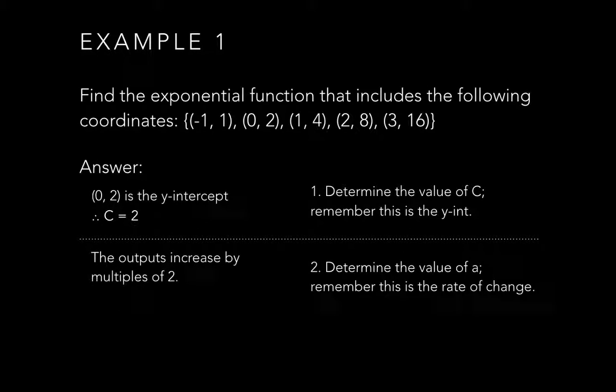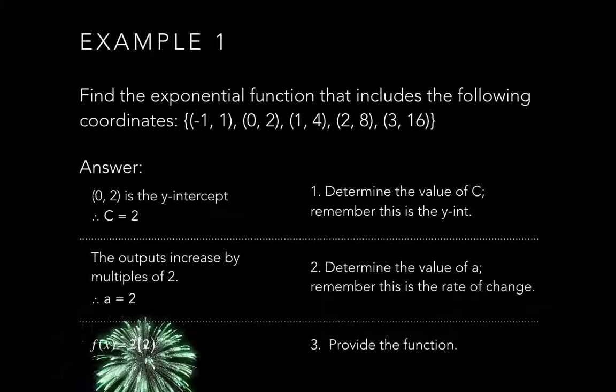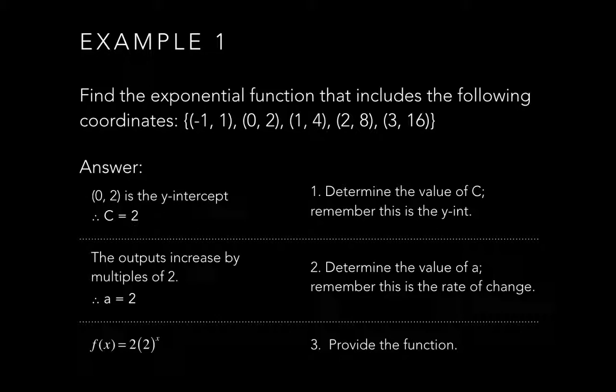Those outputs are increasing by multiples of 2. That means that our a value is equal to 2. We just plug those into the function model, and we have f of x is equal to 2 times 2 to the x power. You have to separate the c and the a value, otherwise you will have a very different function. So that was given coordinates.